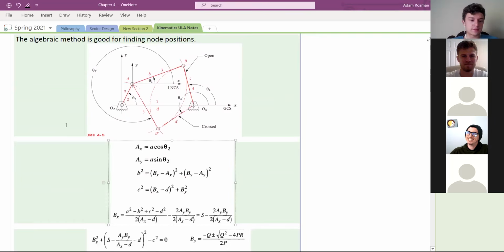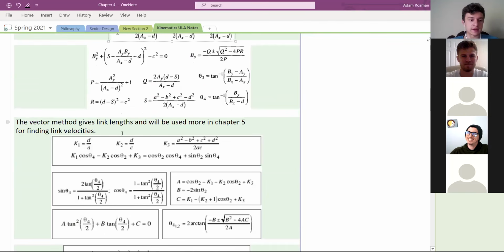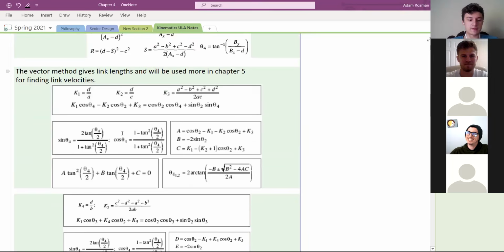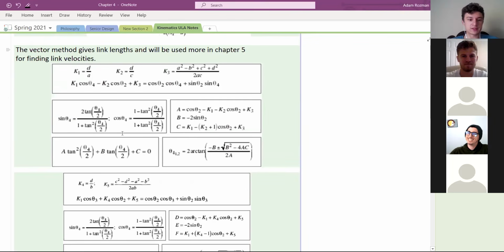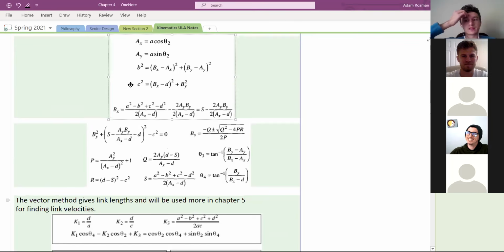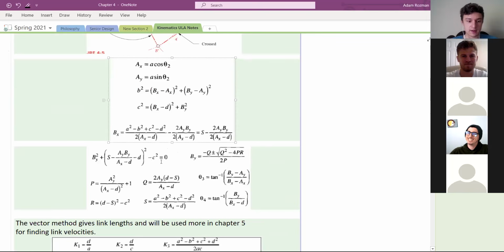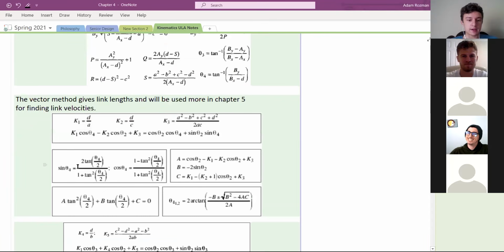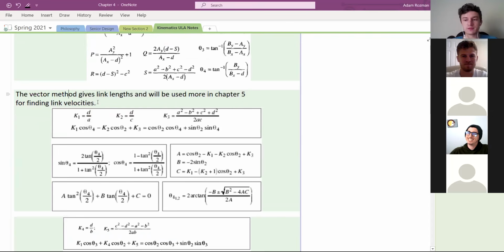So the other strategy, the vector method, isn't as good for finding positions of the links, but it's good for finding the lengths. Even though with the algebraic method you can find some of the lengths too. The vector method will be used more in chapter 5 when you're finding the velocities, like your R omegas, knowing the X and Y coordinates of the vector that represents your link.